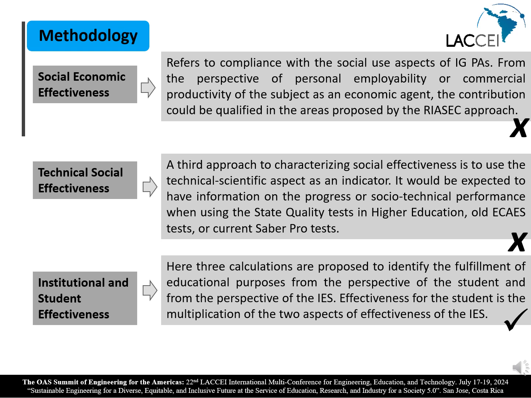Here, three calculations are proposed to identify the fulfillment of the education purpose from the perspective of the students and from the perspective of the IS. Effectiveness for the student is the multiplication of the two aspects of efficiency of the IS.